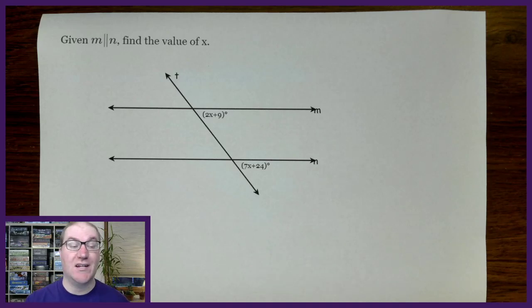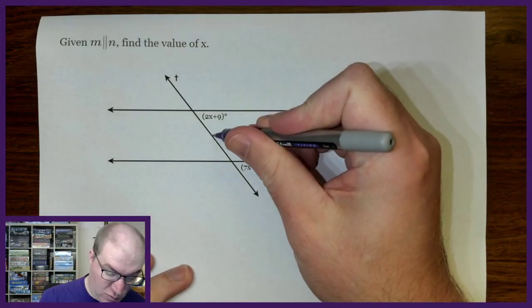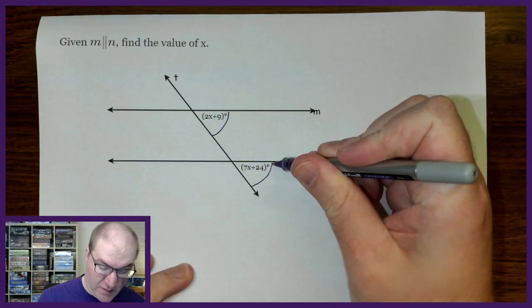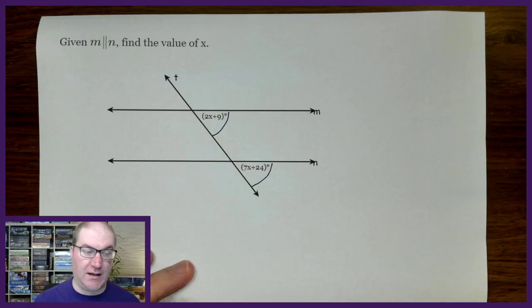In this video, we're going to continue to talk about solving equations using angle relationships. So in this picture, we have two lines, M and N, that are parallel, and they're cut by this transversal T. And that's made 8 little angles here for us to look at, and they've labeled 2 of these angles. And the question says, given that the two lines are parallel, find the value of x.